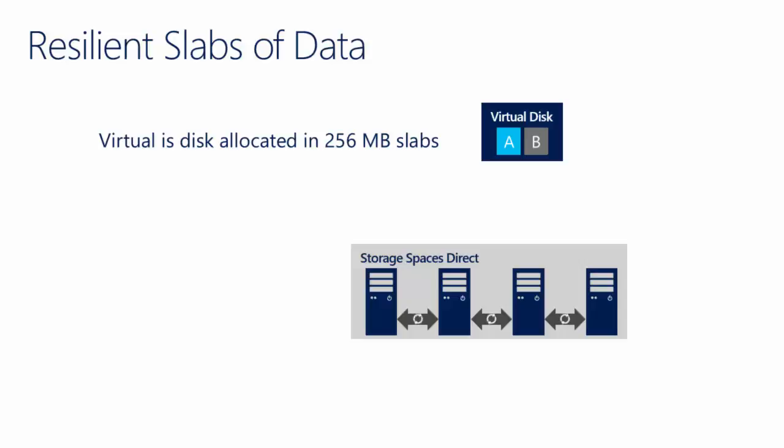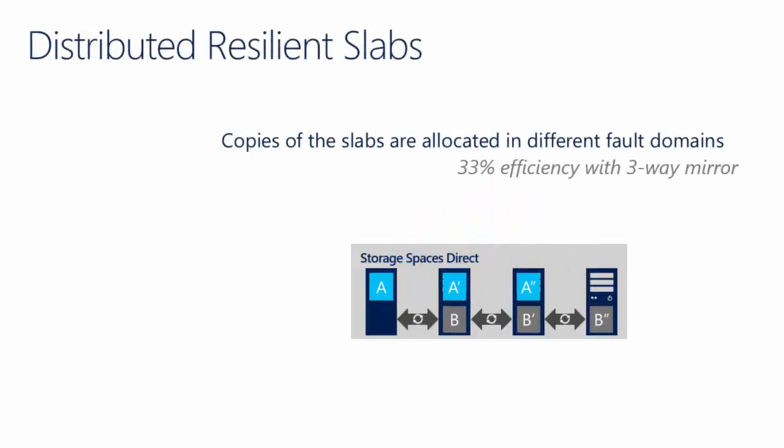Now, each virtual disk that we create here is broken into 256 megabyte slabs, and then those slabs are split out across multiple Storage Spaces Direct servers that are in our environment. So in the example that we'll use here, we'll use a three-way mirror. Here you can see I've got virtual disk A at the top and virtual disk B. Now, as we drop those in as three-way mirror disks, we've got the first copy of disks A and B, but then we've also got the second copy and the third copy of those.